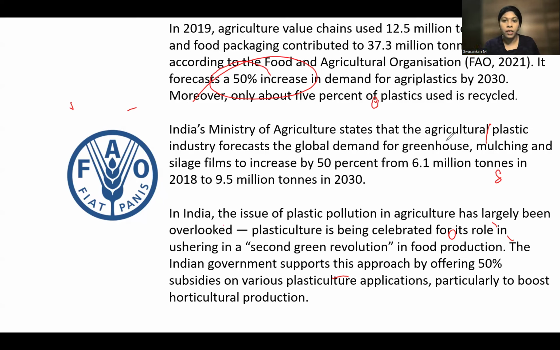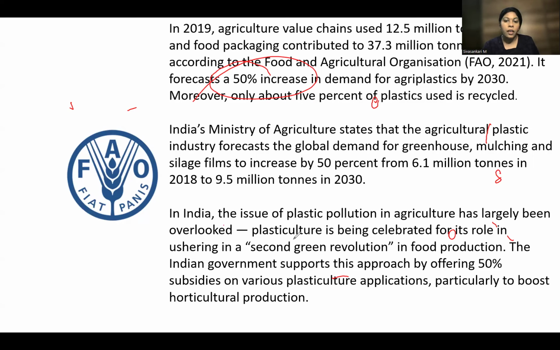Again, come to India. Even the Ministry of Agriculture is saying the same. You can see that the global demand for greenhouse, mulching, silage films, or plastic only, is going to increase by 50%. So in India, the issue of plastic pollution in agriculture is always overlooked. We only thought about how to reduce water loss and how to increase production, but we never thought that with that we are poisoning the ground. Even in the second green revolution we overlooked it. We are even providing subsidies for that. See this.